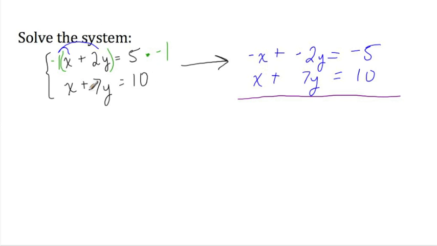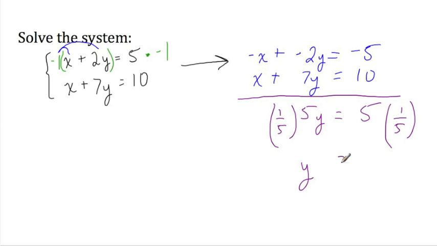We have to make sure that we can get one of the terms to be able to cancel. x plus -x is 0. -2y plus 7y is 5y. And -5 plus 10 is 5. And now we have eliminated the x variable, so the only variable left in this new equation is y, which we can easily solve for. The only step here is to multiply both expressions by the reciprocal of the coefficient. This will leave me with y equals 1.